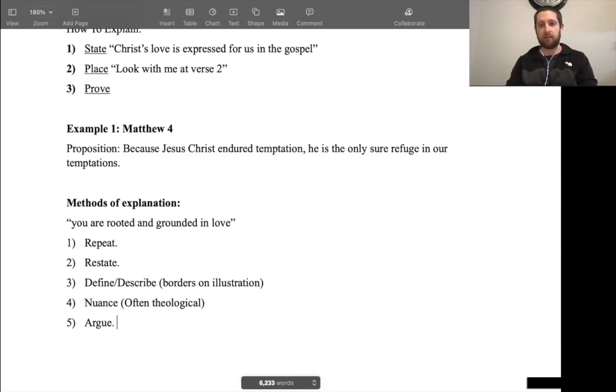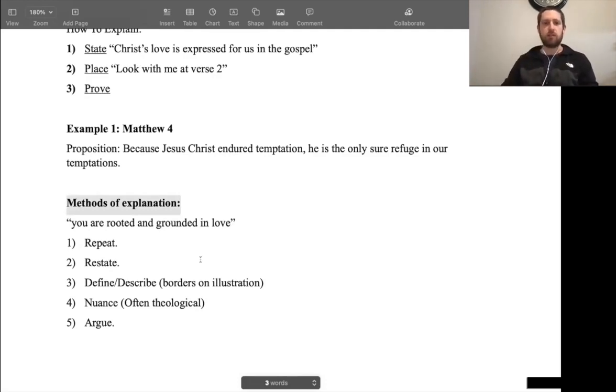It's a passive tense verb that he's using, the passive tense participle. What that means is he rooted us. He grounded us in his love. So you see, these are just different mechanics you can use to explain, different methods, right? And you can kind of think through them.